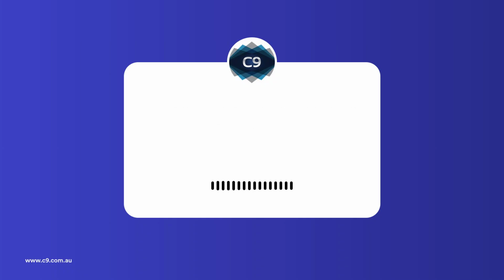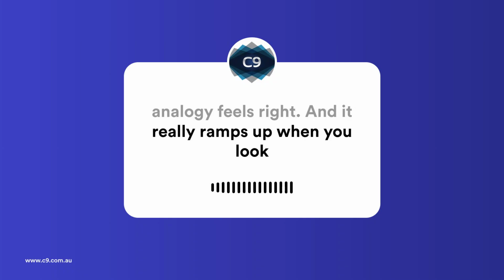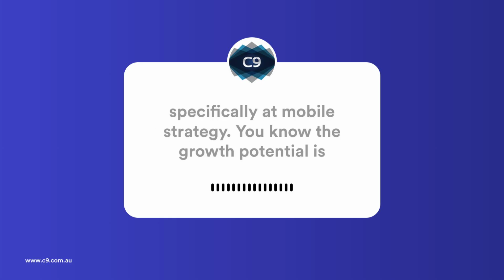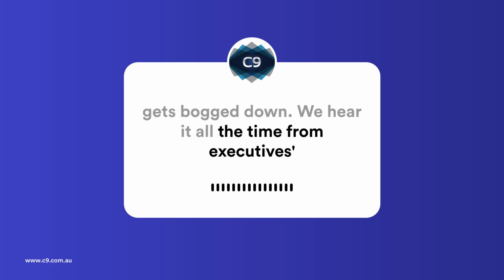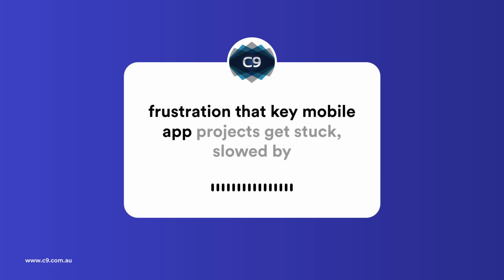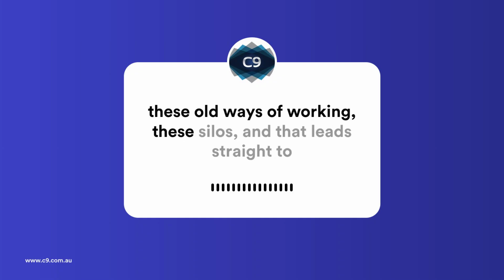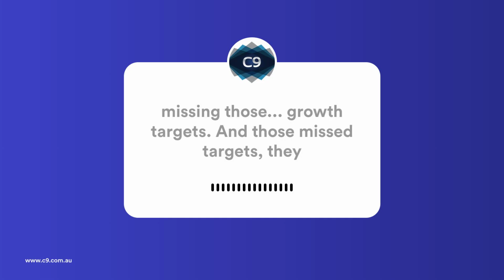Yeah, that pressure cooker analogy feels right. And it really ramps up when you look specifically at mobile strategy. You know the growth potential's there, but actually getting things done often gets bogged down. We hear it all the time from executives' frustration that key mobile app projects get stuck, slowed by these old ways of working, these silos, and that leads straight to missing those crucial growth targets.